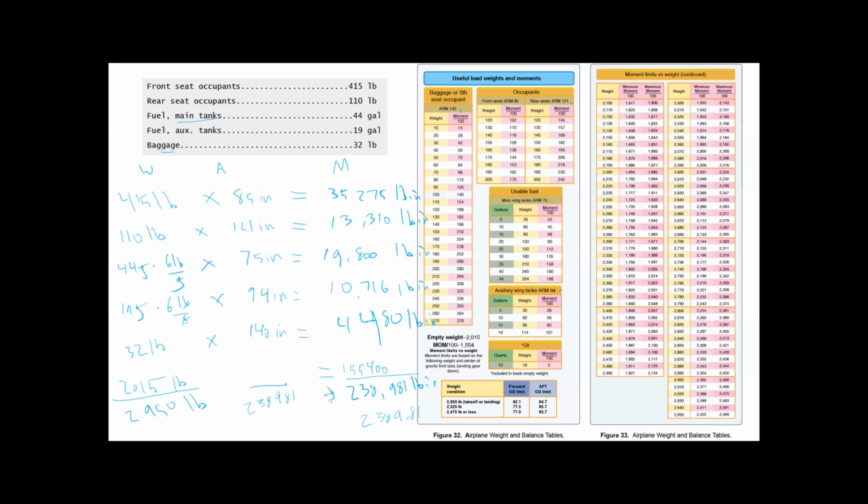Let's figure out if we're within our CG limit. So that divided by 2,950 pounds, pound inches. The pounds will drop off. We'll be left with inches. And it looks like our CG is going to be 81 inches. So it looks like we are too far forward of our CG limit. So we would need to move some things around to balance the aircraft out.